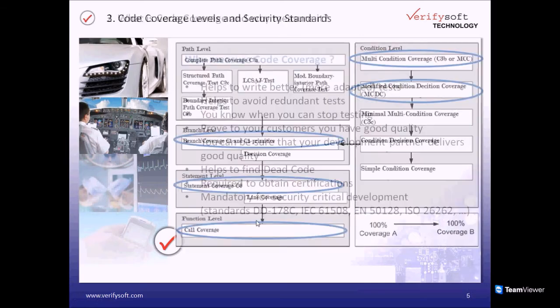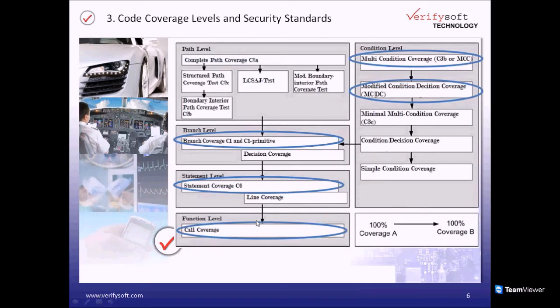Now, let's have a look at the different coverage levels. At the bottom, we have the function level. 100% function or call coverage is achieved when each function has been executed at least one time. This is a very low coverage level.